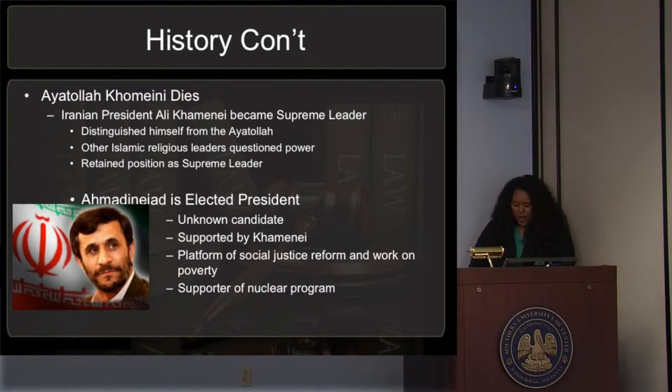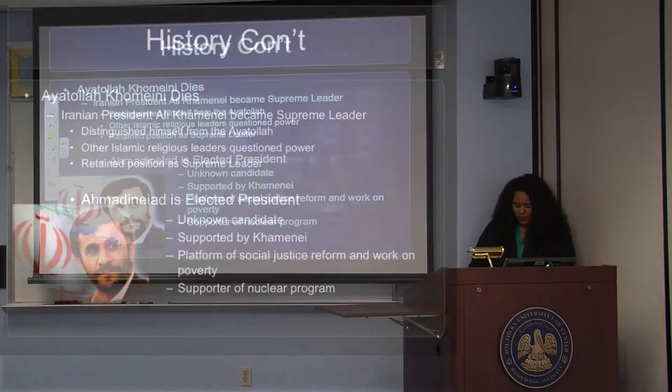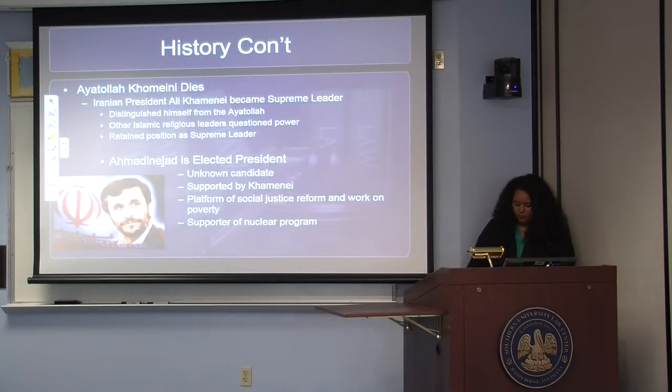In 2005, an unknown candidate for president, the mayor of Tehran, Mahmoud Ahmadinejad, was elected with the support of Khamenei. He ran on the promise to tackle poverty and social justice, and after the election, he was an outspoken supporter of Iran's nuclear program.